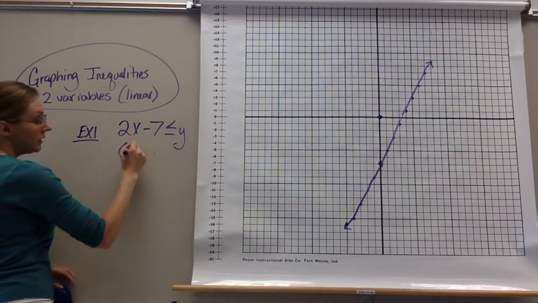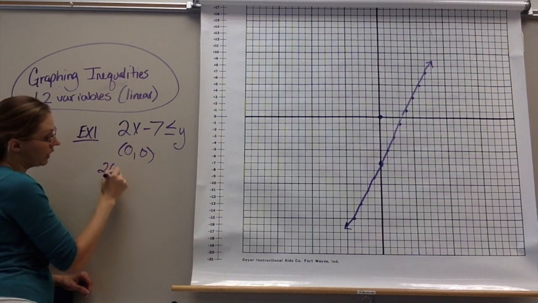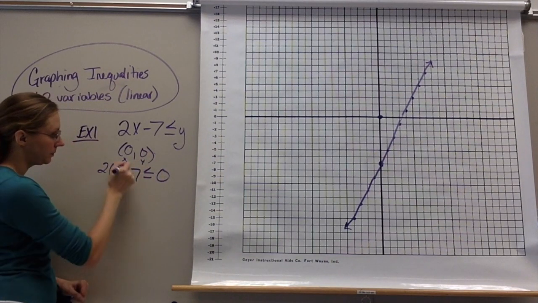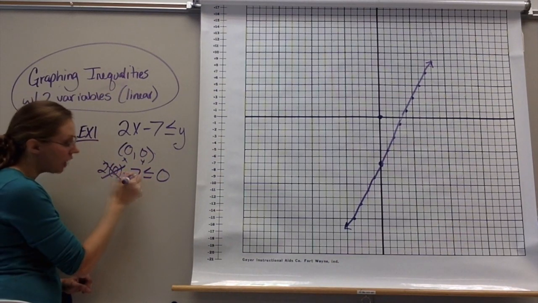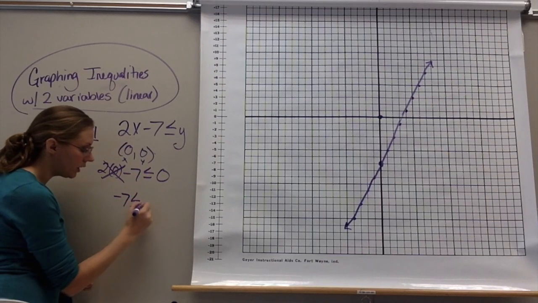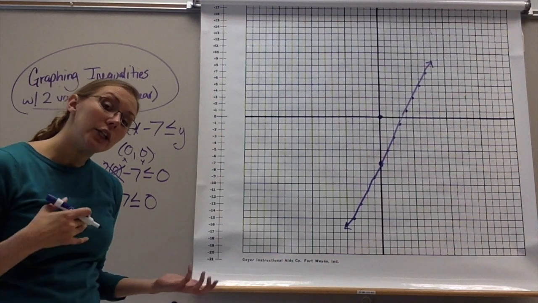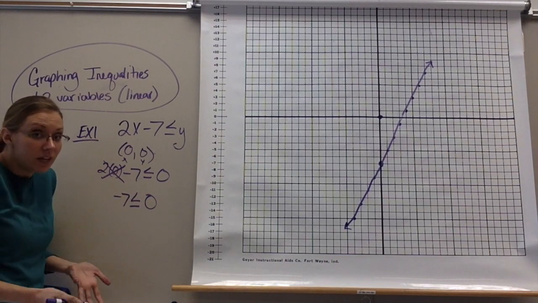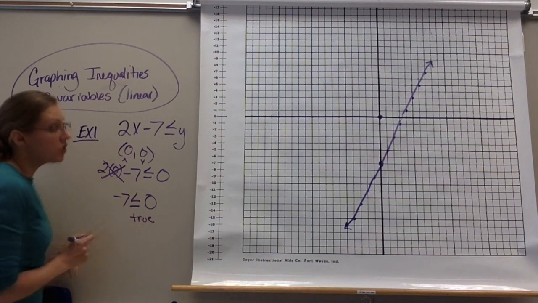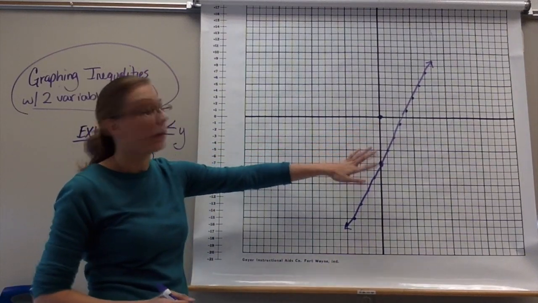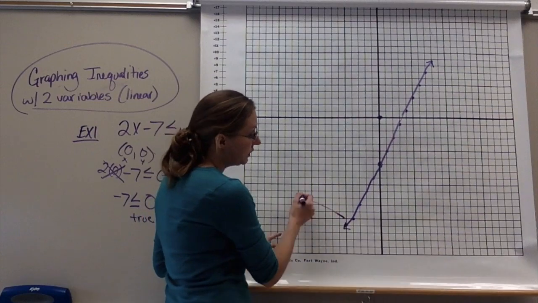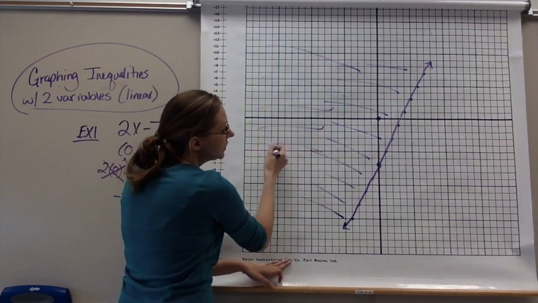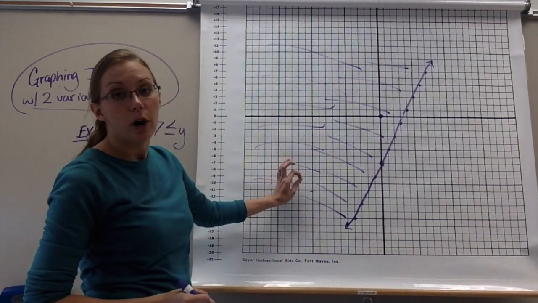To solve this, I'm going to plug in 0, 0. So I'm going to have 2 times 0 for my x, minus 7 is less than or equal to 0 for my y. That cancels. I have not just 7, but a negative 7 is less than or equal to 0. So I'm going to ask myself, is that true or false? Is negative 7 smaller than 0? Well, yeah, the answer is that this is true, which means that this is part of my solution. So I'm going to shade where that point falls. It happens to fall above the line, so everything above this, even all the way over here, this is all the possible solutions that would work with this inequality.